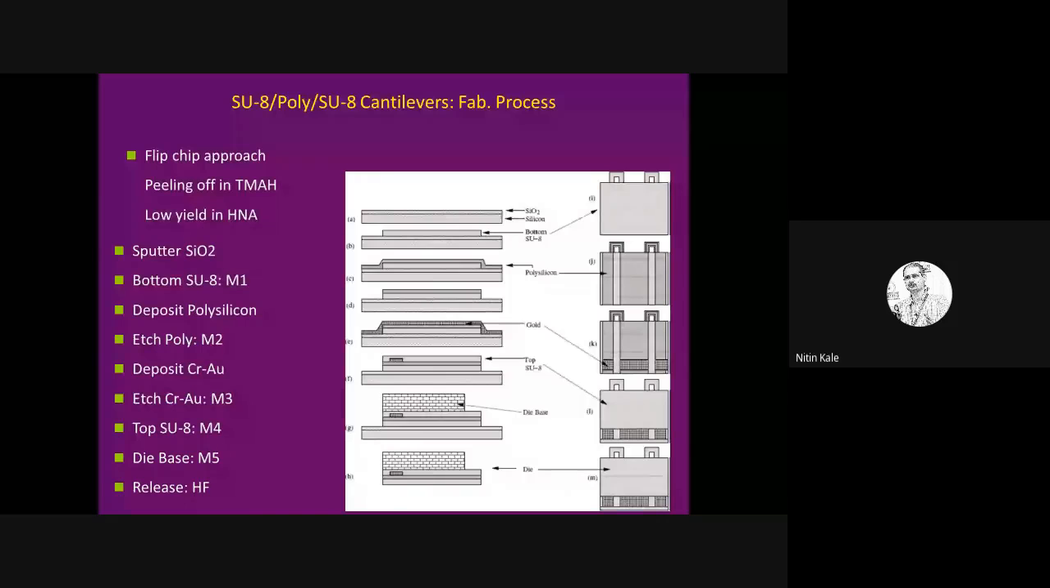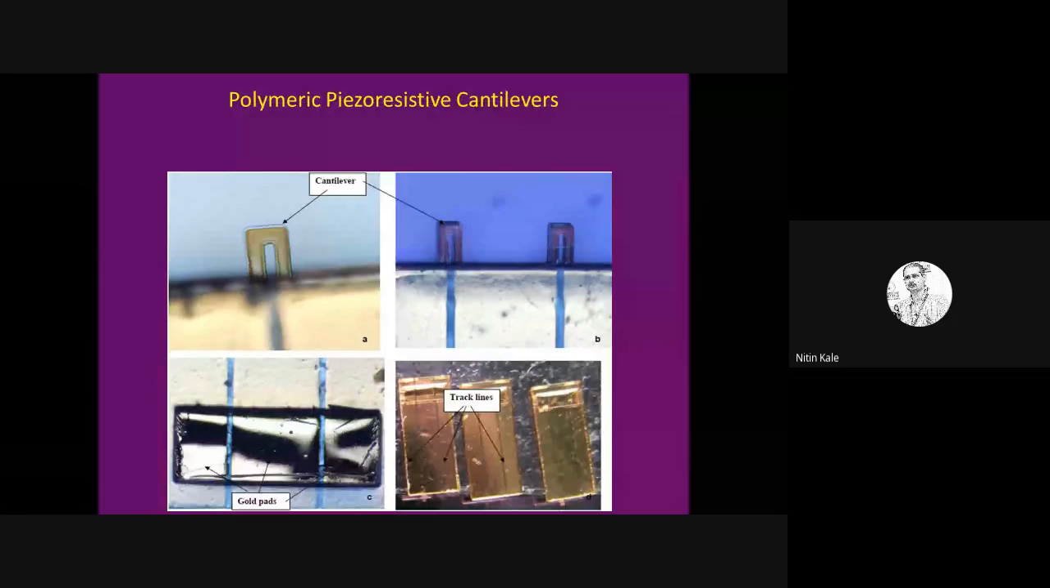These are the cantilevers that we fabricated. This is an SU8 cantilever, a polymeric cantilever. This brown is the piezoresistive layer. This is the half bridge. These are the contact pads, and this is the entire device. And this is the cantilever. This small part, for example, is the cantilever.